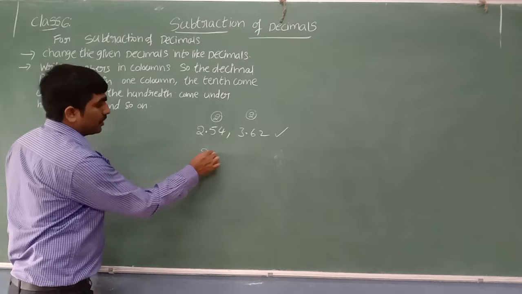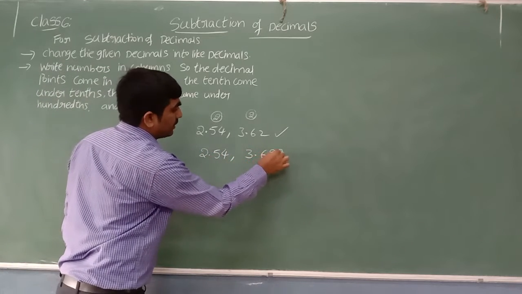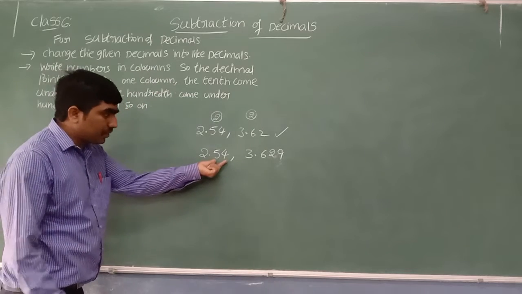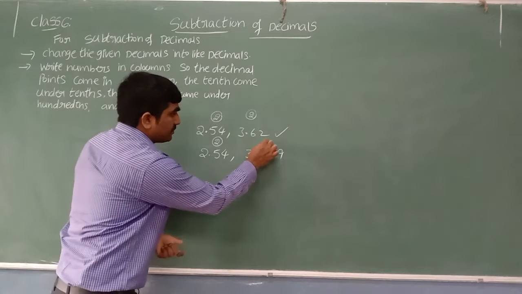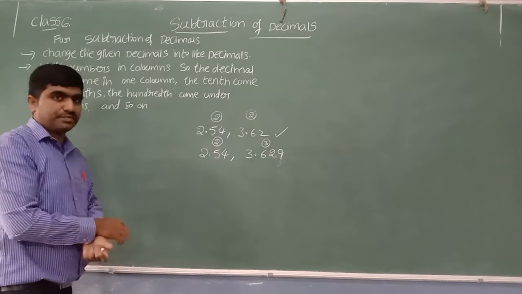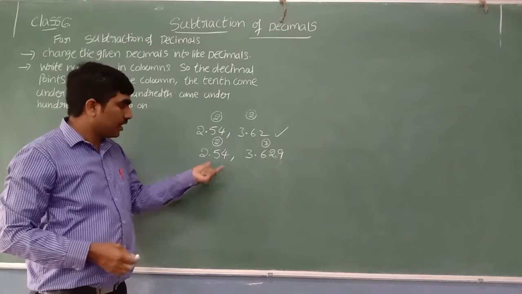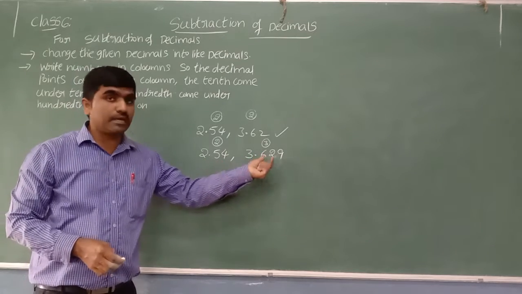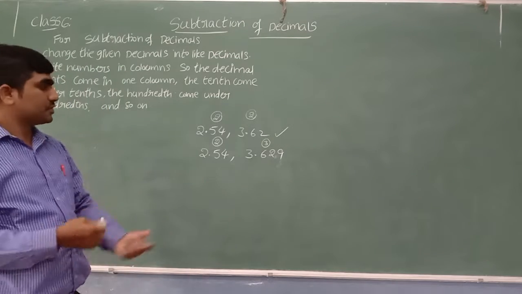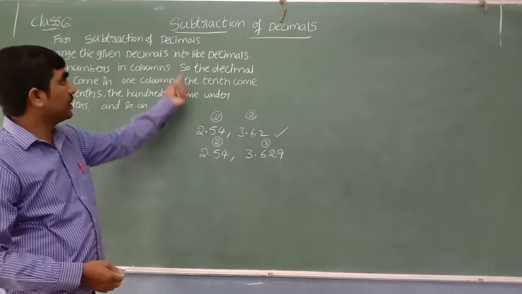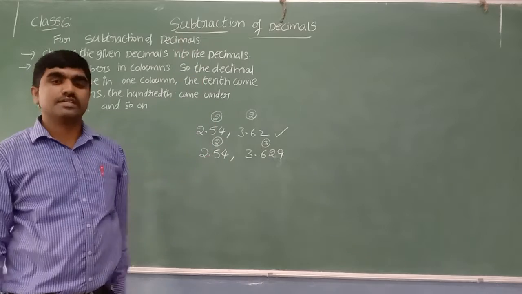One more example I take here. 2.54 comma 3.629. After the point there are 2 digits, I mean it has 2 decimal places. After the point there are 3 digits, so it has 3 decimal places. Now both decimals do not have the same number of decimal places. 2 decimal places, 3 decimal places. So both are called unlike decimals. So if they are unlike decimals, we need to convert them into like decimals. Then only we can apply the operation subtraction.